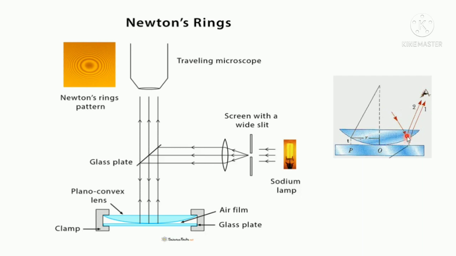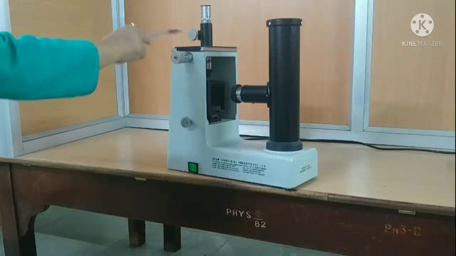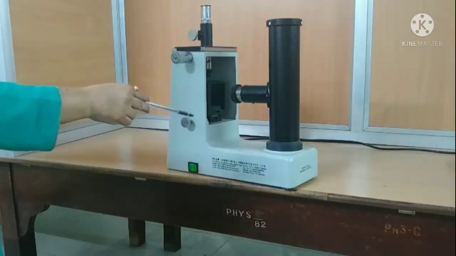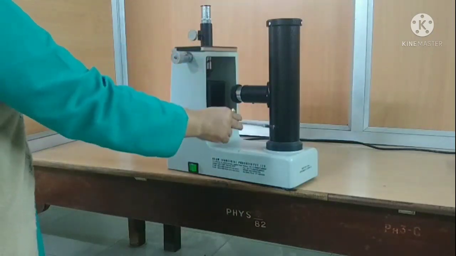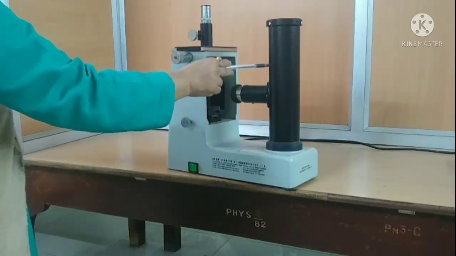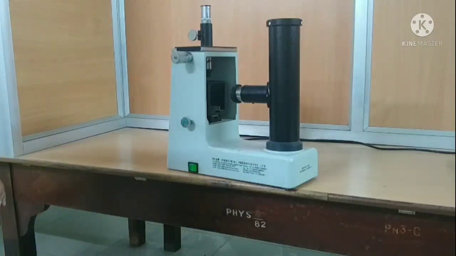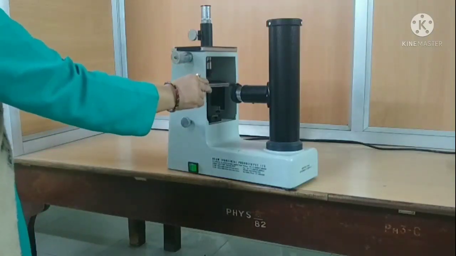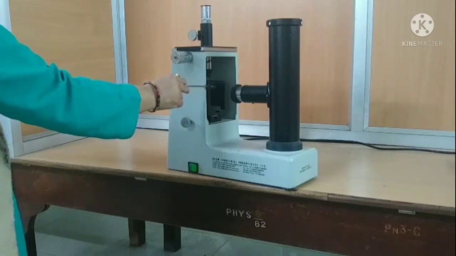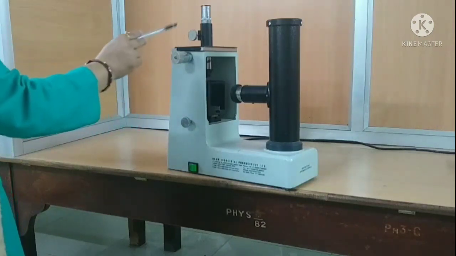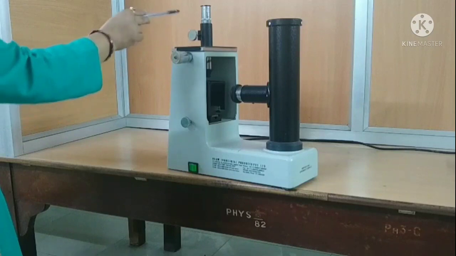We can see that the air film is formed between the plano-convex lens and the plain glass plate. The rays which you can see here as 1 and 2 interfere and produce the interference pattern, the Newton's rings. This is the experimental setup for the Newton's ring experiment. This is a tube in which a source of monochromatic light, the sodium, is fixed. In this tube we have a convex lens to provide a parallel beam to fall on the arrangement. Here this is the screw gauge.